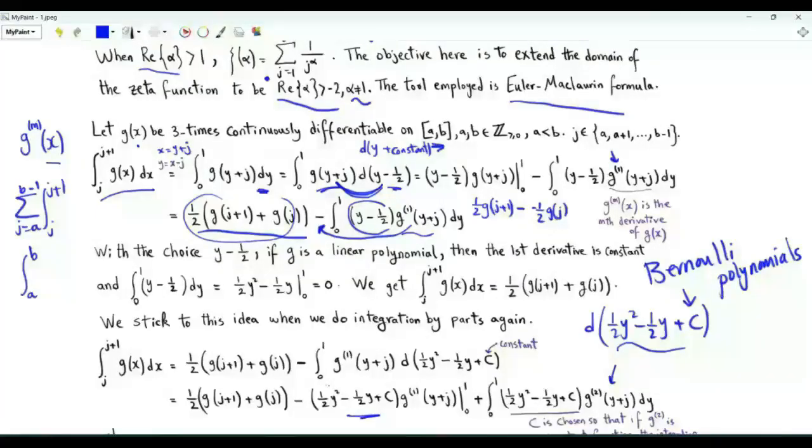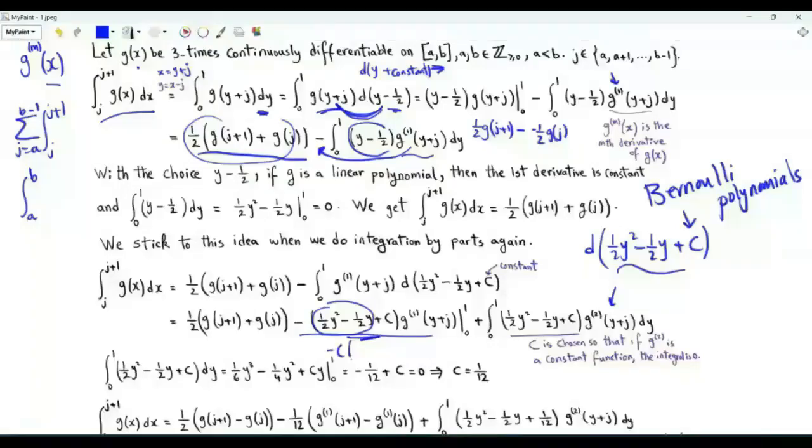For this part, when y is 0 or y is 1, we get 0 from here. This part is minus c, the first derivative of g at j plus 1, minus the first derivative of g at j. We choose c so that this integral is equal to 0. The integral is equal to c minus 1 over 12. So c is 1 over 12.